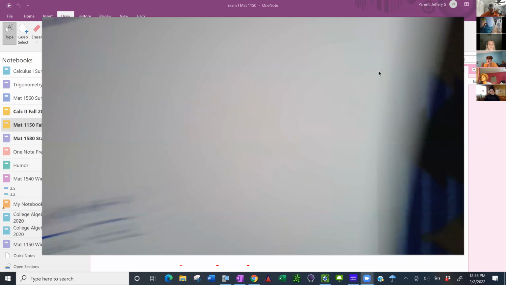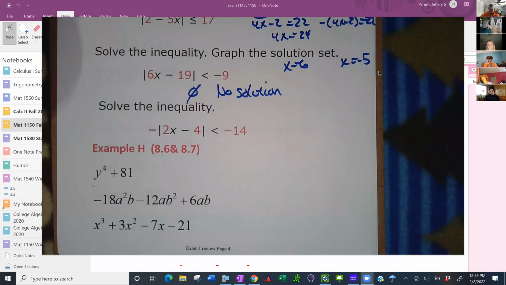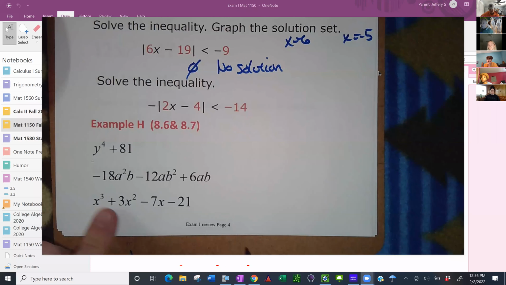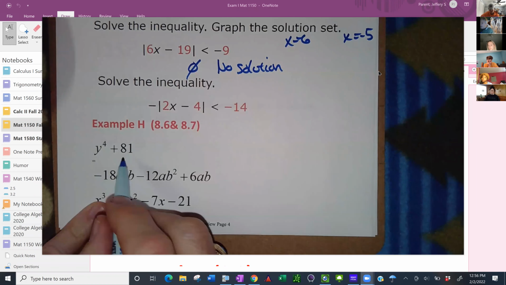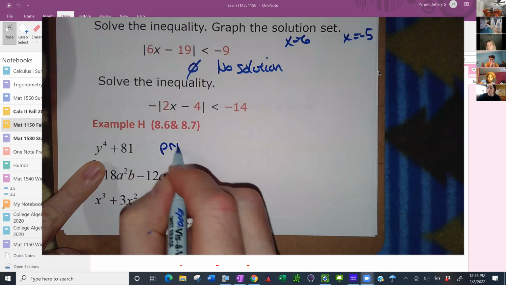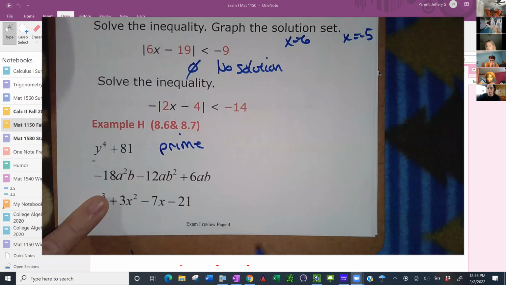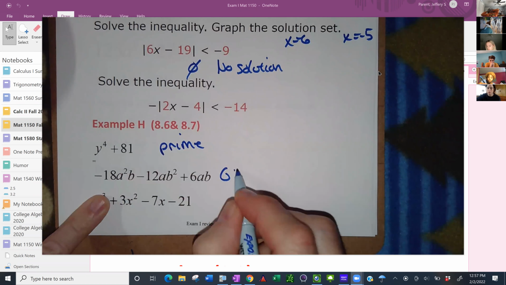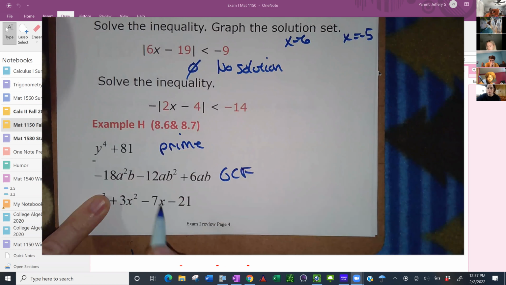All right. I'm not going to be able to go through all of these. I will do the first one though. You're going to get a lot of factoring. This one is the sum of squares, so that's prime. That's nice. Here, the strategy would be to take out the GCF. That's all you can do.